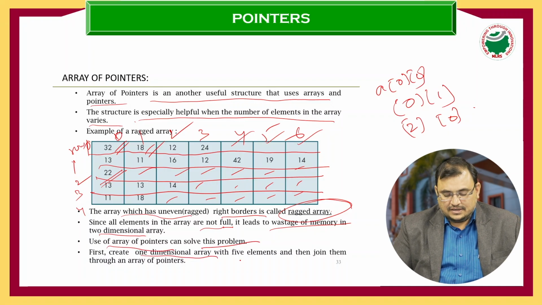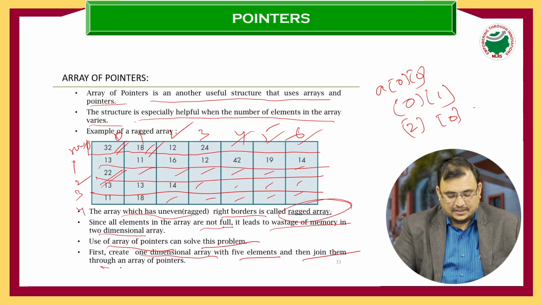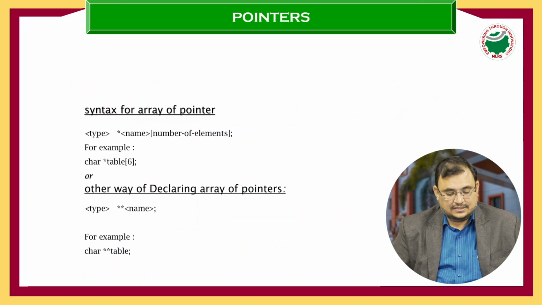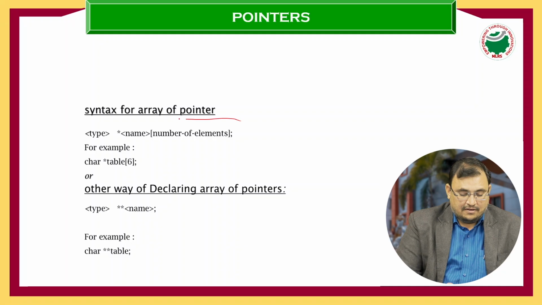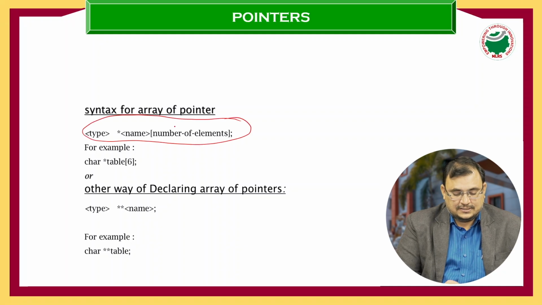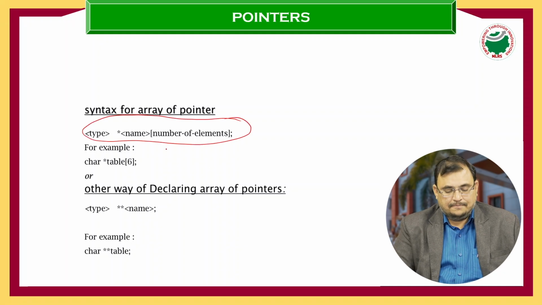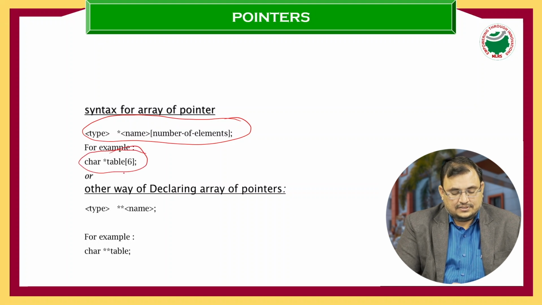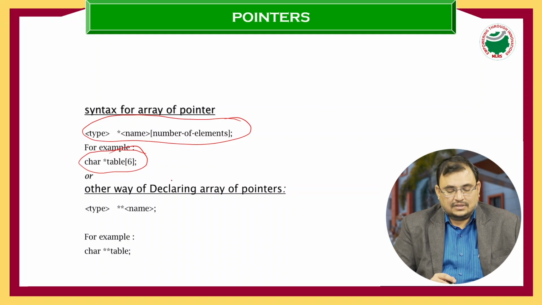So create a 1-dimensional array with 5 elements and then join them through an array of pointers. How it is eliminated, you can see this. To declare an array of pointers, we use this syntax: type star name, with an array index for the pointers. Here you can see char star table of 6. So each of table of 0, table of 1, table of 2 stores the addresses.